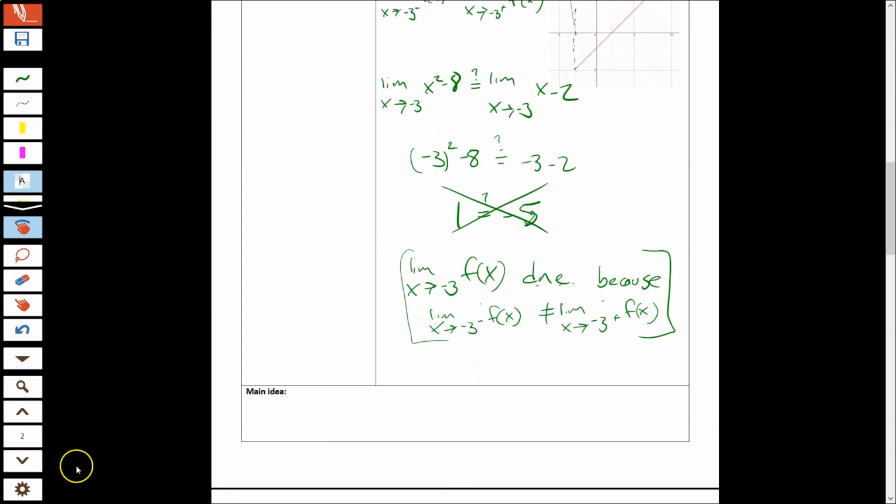Okay? So the main idea here is that our definition of the limit still has not changed, right? The limit only exists if the left-hand limit is equal to the right-hand limit.